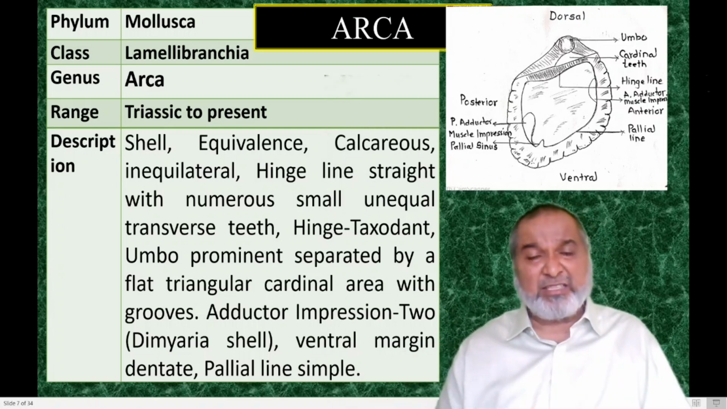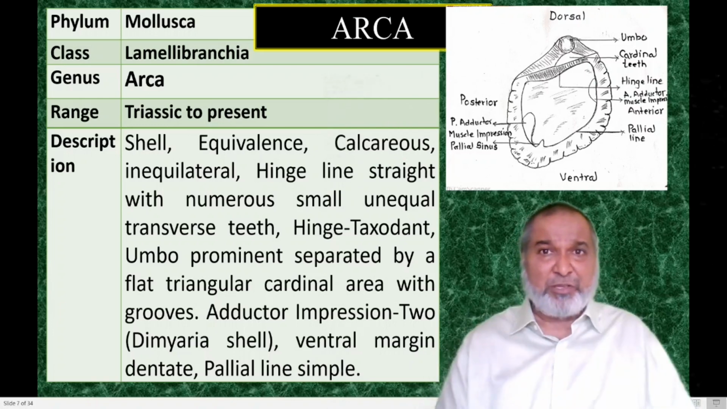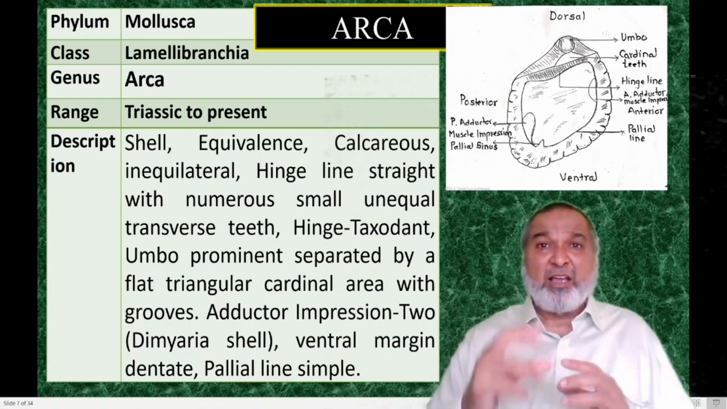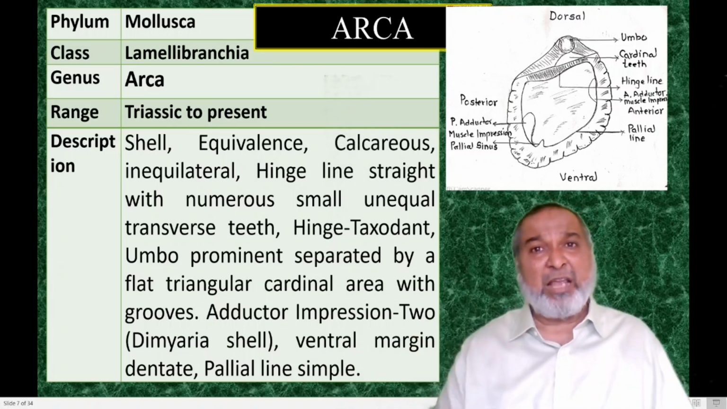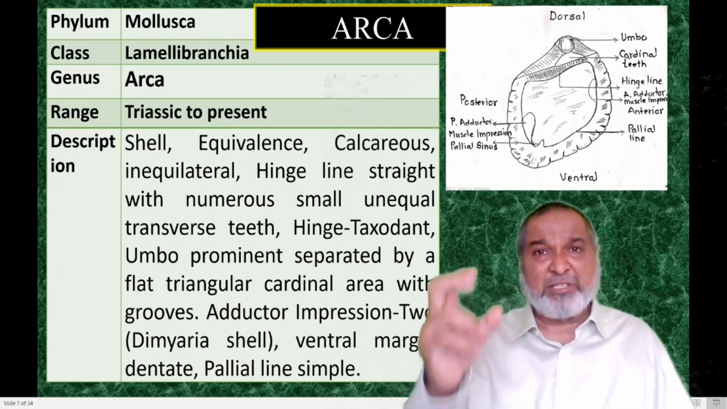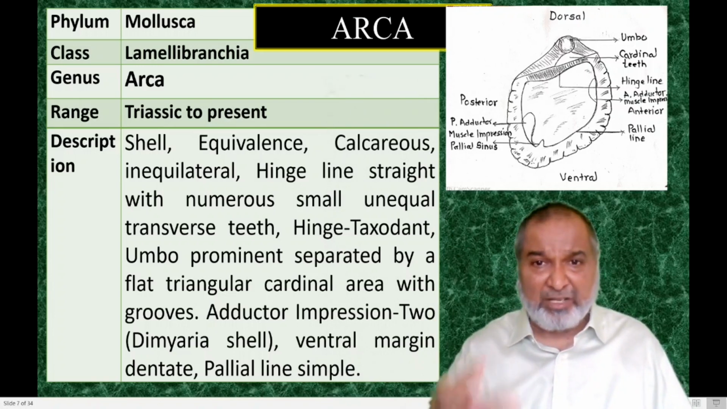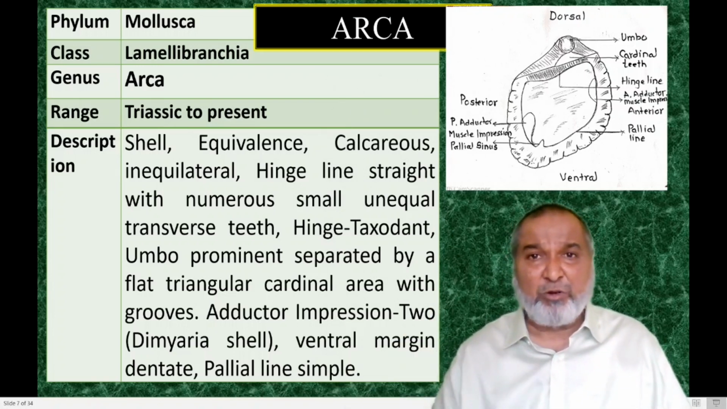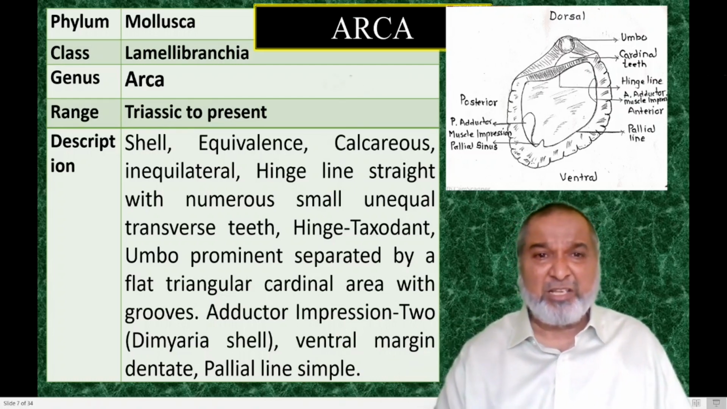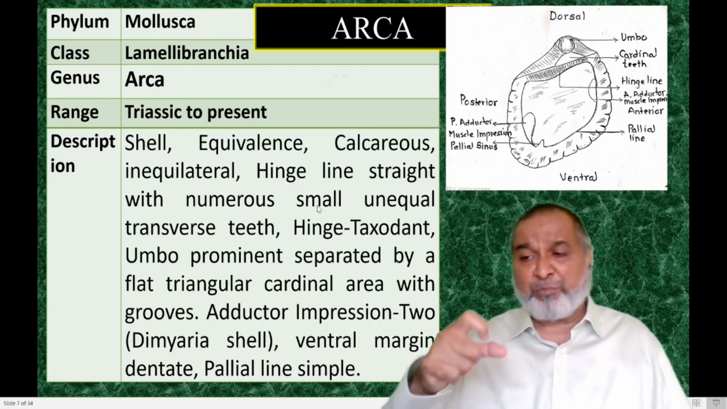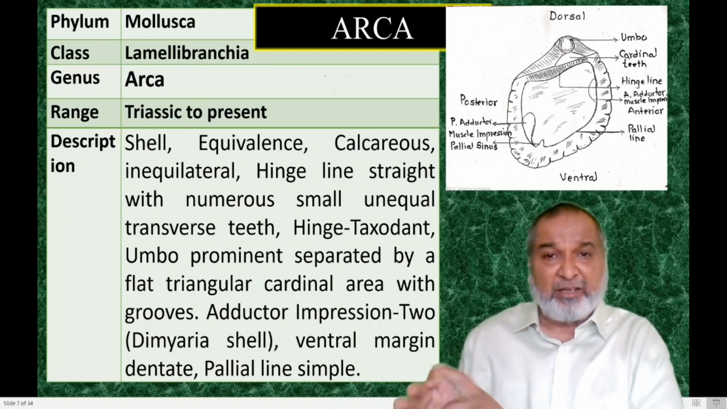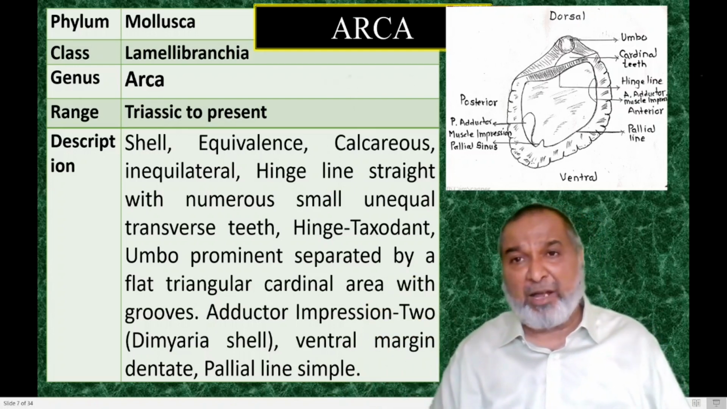In the examination, the examiner may ask you in theory to give the dentition or hinge lines of the lamellibranch, or the muscle impressions of the lamellibranch shell. You have to describe systematically, in one line, the definition of each part. So the hinge line is taxodont. Umbo is the prominent part on the top, on the dorsal side.